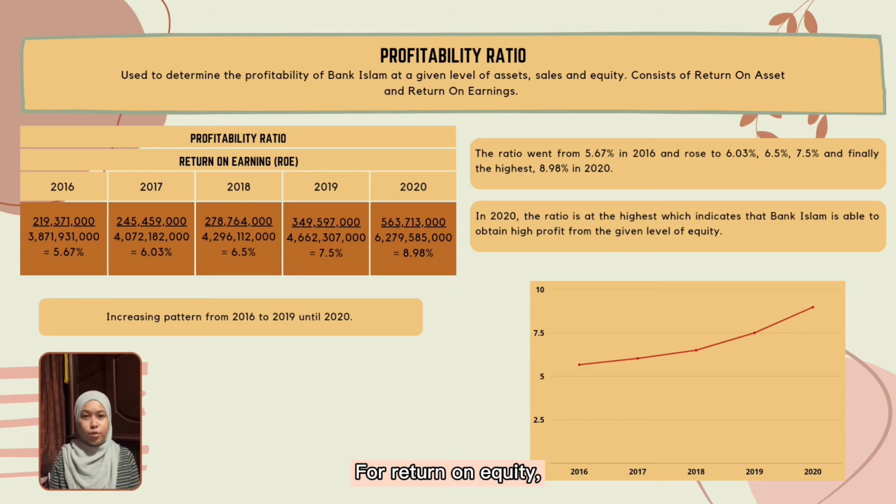For return on equity, the figure illustrates an increasing pattern from 2016 to 2020. In 2020, the ratio is at the highest, which indicates that Bank Islam is able to obtain high profit from the given level of equity.